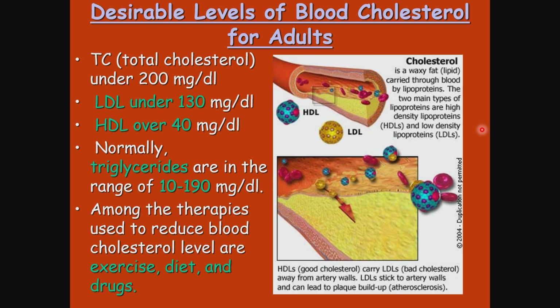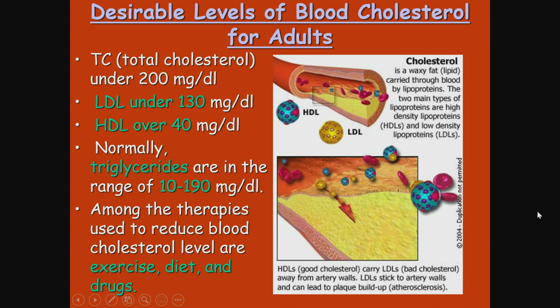We talked in the digestive system about how we actually make it. It's a waxy fat or a lipid carried through the blood by lipoproteins. The two main types of lipoproteins are the high density good ones and the low density bad ones. Okay, HDL good cholesterol carries LDL bad cholesterol away from the artery walls, but LDLs stick to the artery walls and can lead to plaque buildup, which is called atherosclerosis.